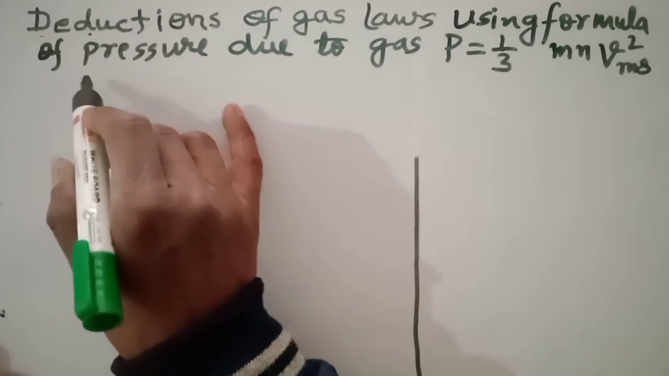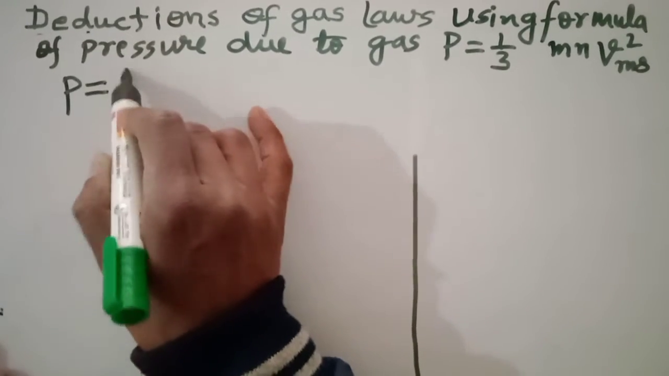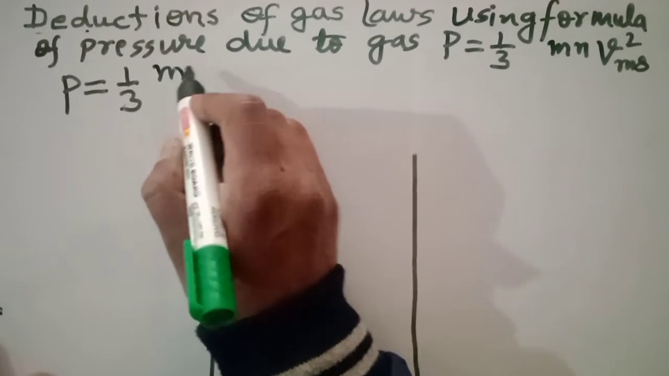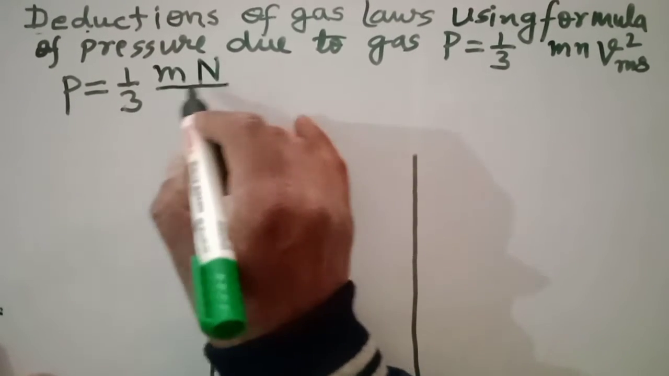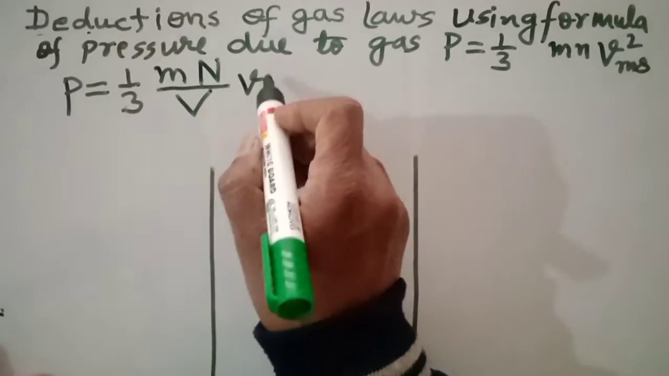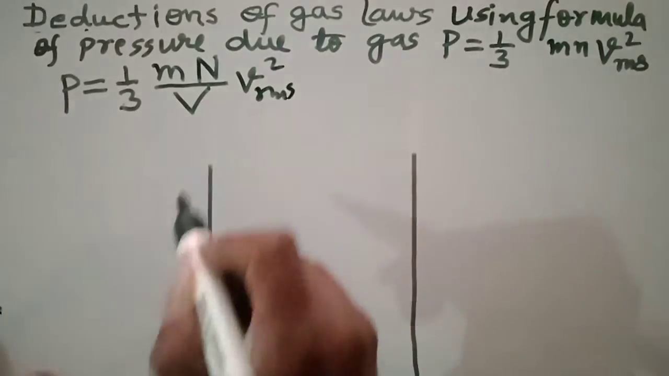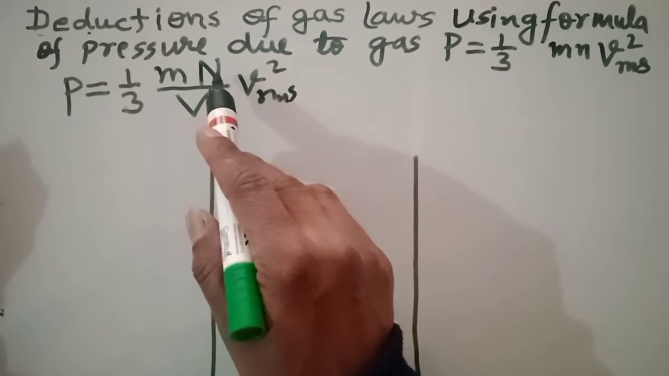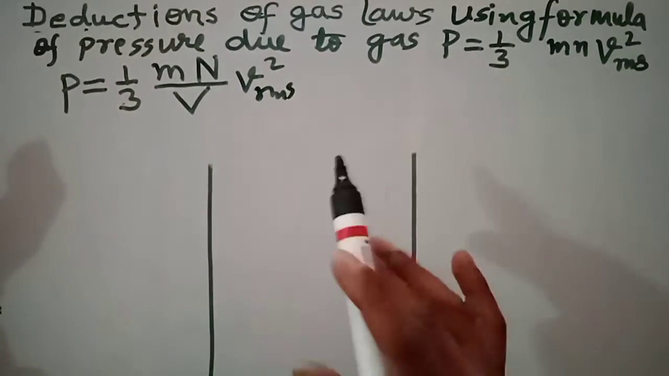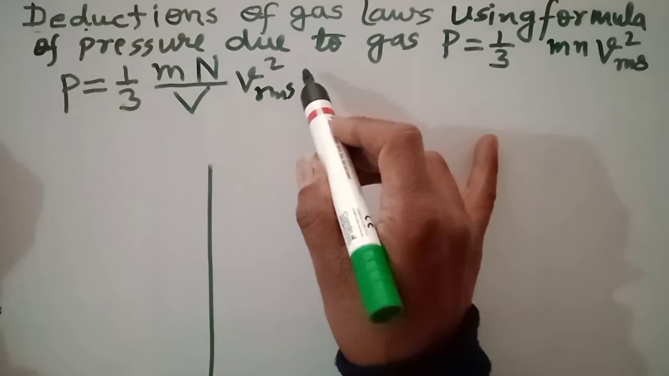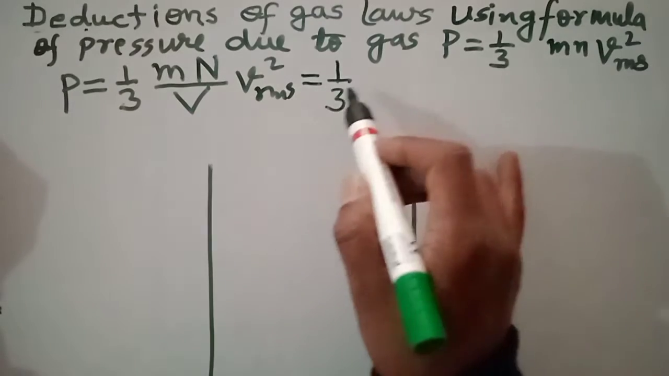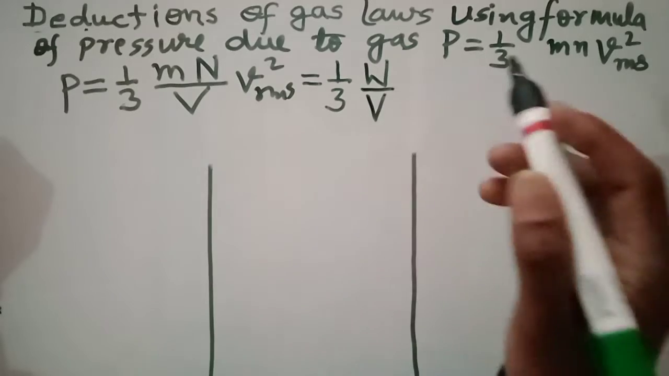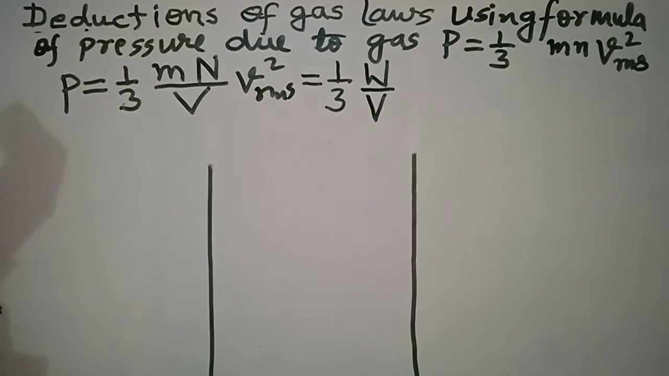So P equal to 1 by 3 small n. Small n is actually capital N upon V, this is volume, and Vrms square. And N multiplied by m is actually the total mass of the gas. I am using symbol W for that because sometimes it is wrongly called weight of the gas. That is why I am putting W.